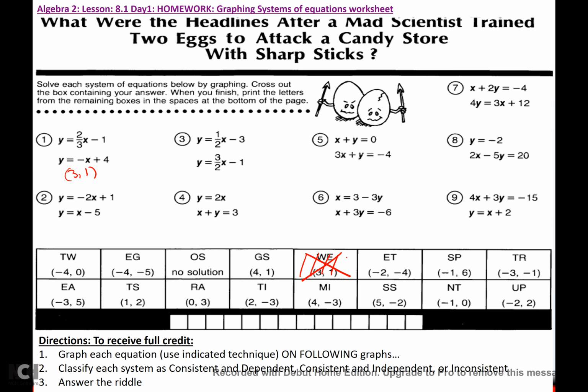So you're crossing those out, and then whatever letters are left you print in these boxes, and it'll answer the question to the riddle. What were the headlines after a mad scientist trained 2 eggs to attack a candy store with sharp sticks? Wow. Anyway, that'll be fun.